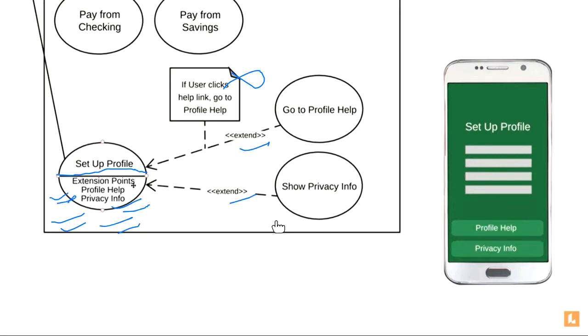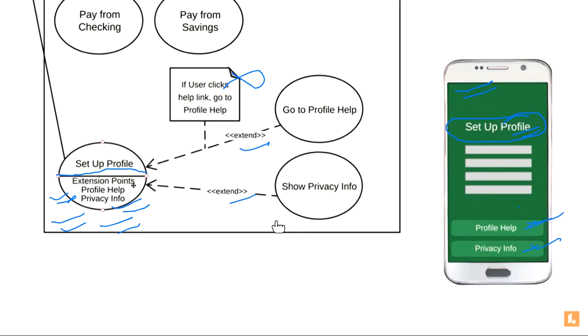For example, if you are creating the setup profile use case, and in the setup profile you want it to give two more options, like a profile help option and a privacy info option. So these are not include. It will not come into the include option. Why? Because every time a user is creating his profile, he is not going into help and info all the time. Only in some of the cases when he needs the help, he will go there. So these are your extends.